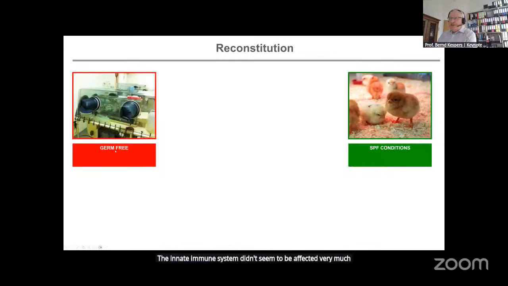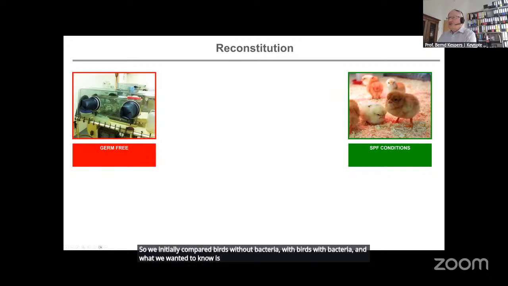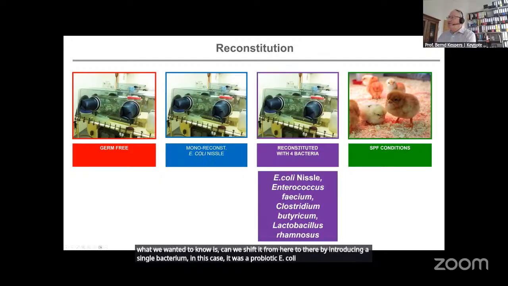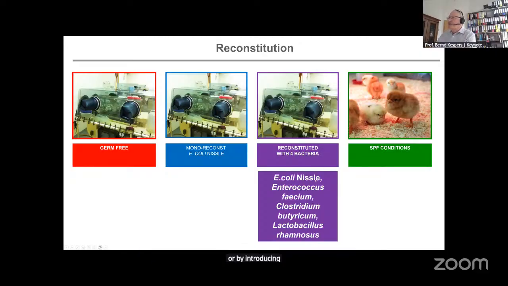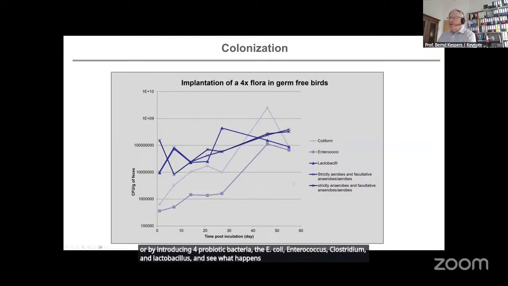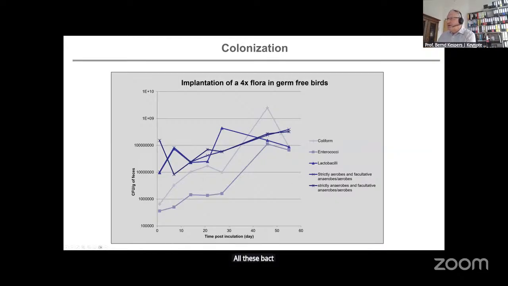So we initially compared birds without bacteria with birds with bacteria, and what we wanted to know is, can we shift it from here to there by introducing a single bacterium? In this case, it was a probiotic E. coli, or by introducing 4 probiotic bacteria, the E. coli, Enterococcus, Clostridium, and Lactobacillus, and see what happens. And all these bacteria are nicely colonized, as you can see here.